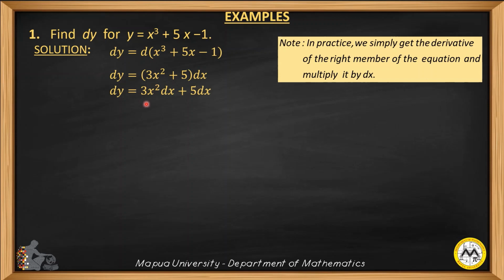The differential dy can also be expressed in this manner, where we multiply these terms with dx to give us 3x squared dx plus 5 dx.